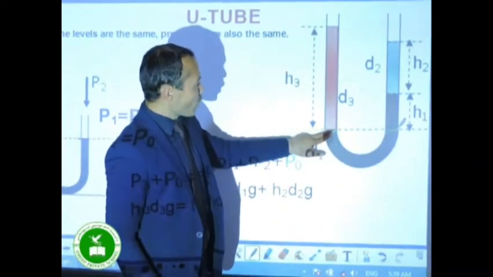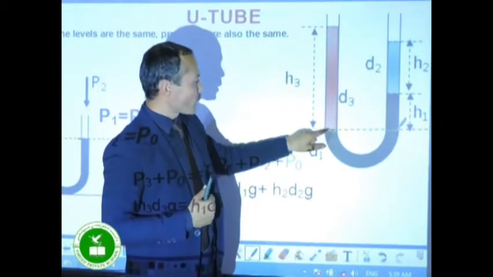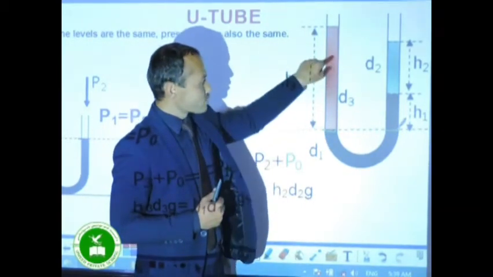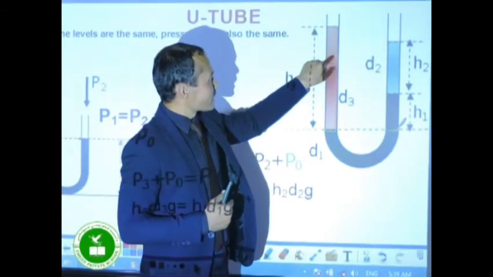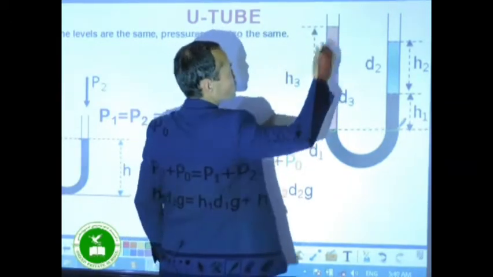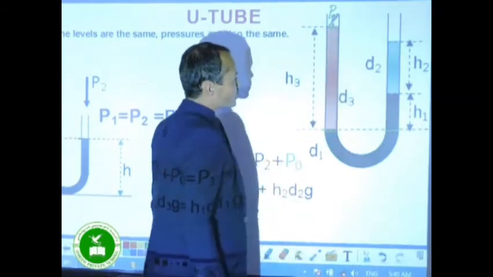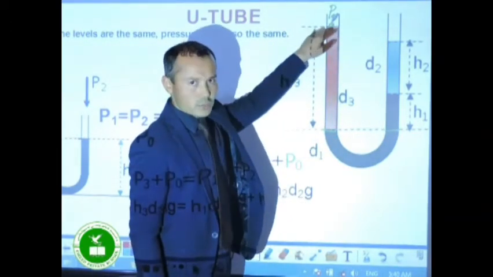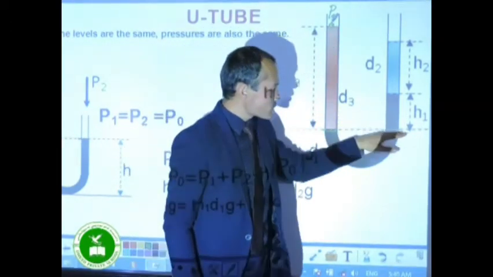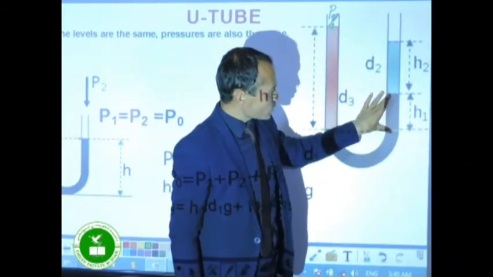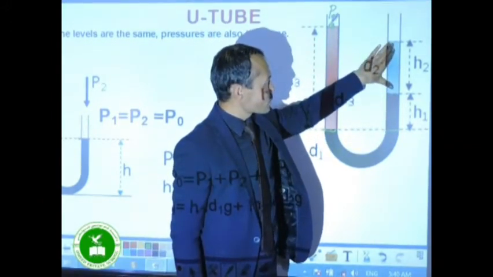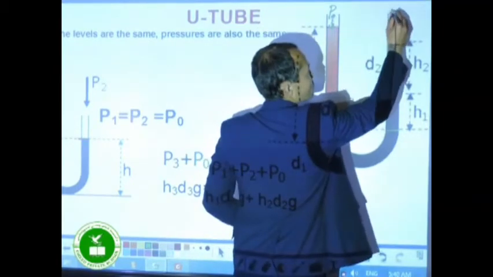Pressure on this point, how many pressures do we have? One, pressure of this third liquid. Next, pressure of air. Air also applies pressure, so two pressures here we have. And on this point, pressure of this liquid plus pressure of this liquid and air pressure.